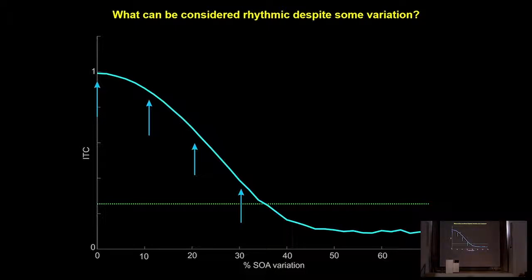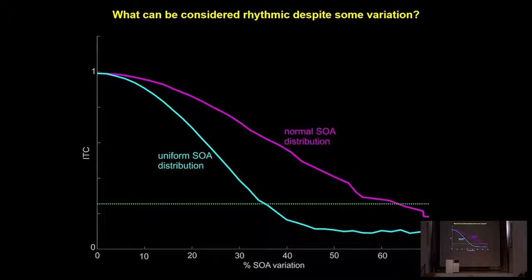But remember, this was a uniform stimulus onset asynchrony variation distribution, which is actually unnatural. In speech, you never have uniform SOA distributions. You have normal SOA distributions, so some stimulus onset asynchronies or time constants occur more frequently than others. And in this case, it's actually worthwhile to entrain to stimuli with even bigger variation, if our model is right.